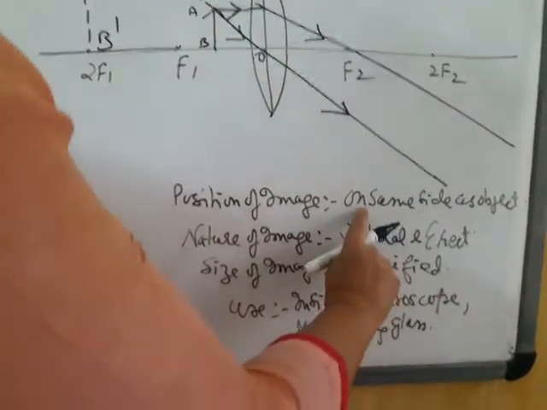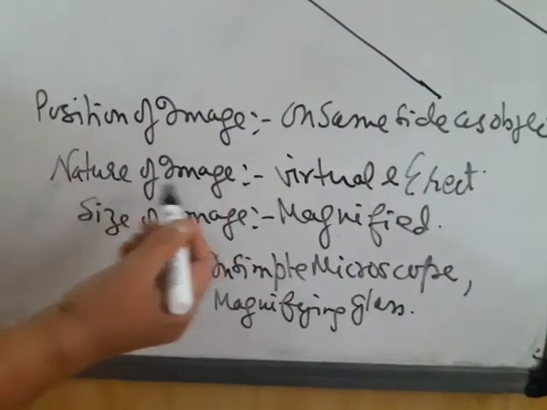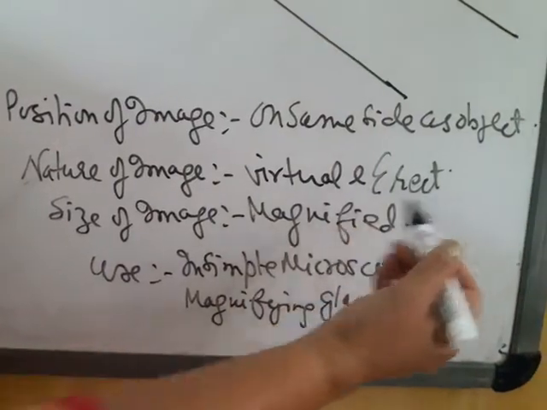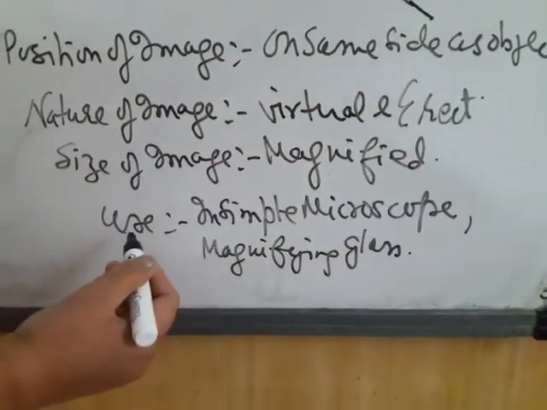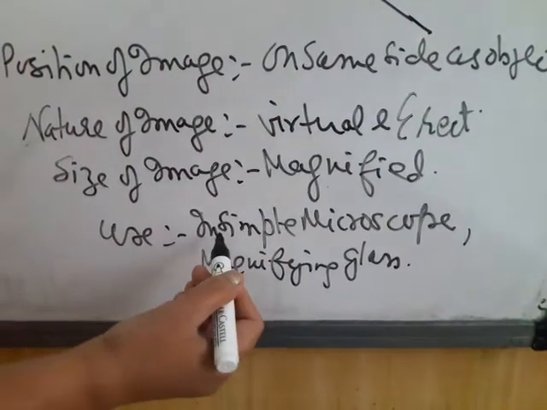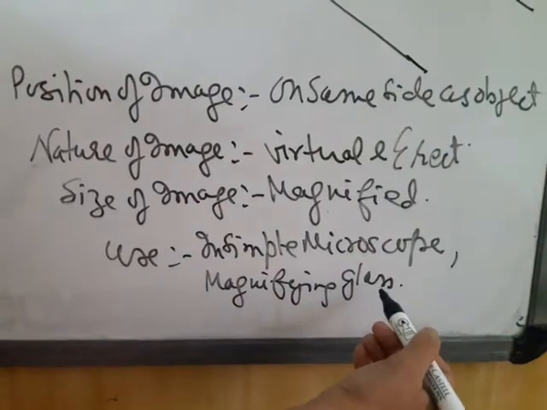So position of image is on same side as object. Nature of image is virtual and erect. Size of image is magnified, and this concept is used in simple microscope and magnifying glass.